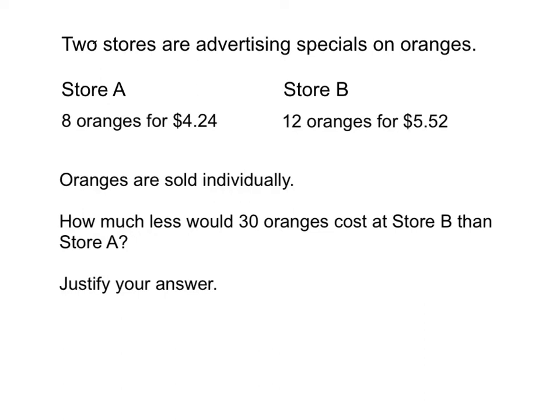The question we are looking at says that two stores are advertising specials on oranges. Store A sells 8 oranges for $4.24. At Store B, you can get 12 oranges for $5.52. Oranges are sold individually. The question asks us, how much less would 30 oranges cost at Store B than at Store A? And we'll need to justify our answer.